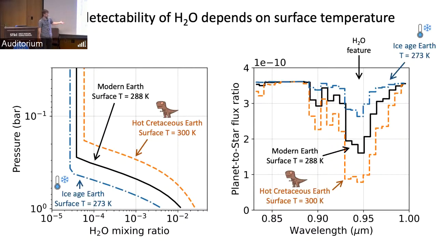Earth has been colder in the past. If you imagine an ice age Earth with a surface temperature of 273 Kelvin, it has less water vapor in its atmosphere, and the water vapor feature in reflected light is much smaller.